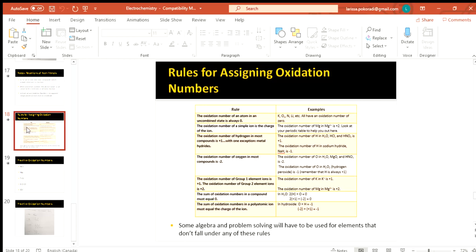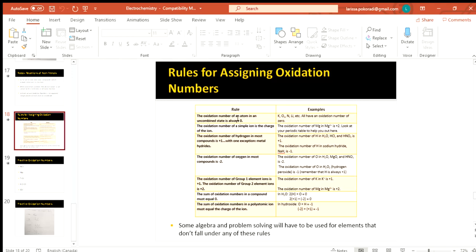So here are some rules for assigning oxidation numbers. And it might look like there's quite a few rules here, but honestly, we've already gone through quite a few of them, and they'll seem a little bit repetitive as well. So it's not something that you really have to memorize, but it will be helpful to go over together.